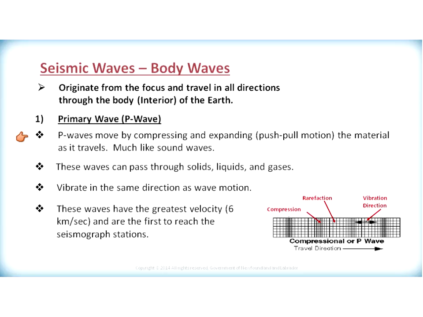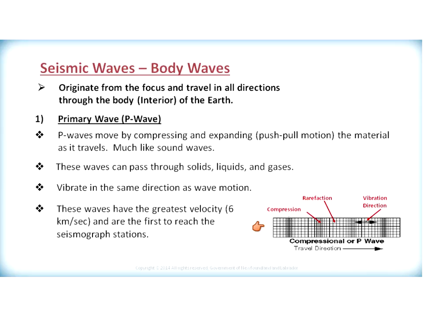P waves travel much like sound waves travel through air. These waves can pass through solids, liquids, and gases. They vibrate in the same direction as the wave motion. And these waves have the greatest velocity, ranging up to 6 kilometers per second, and are the first to reach seismograph stations.